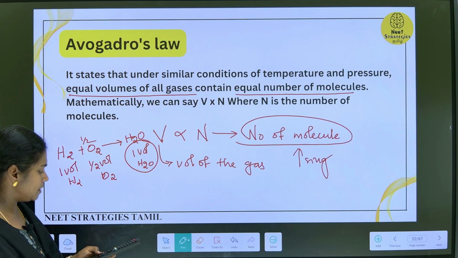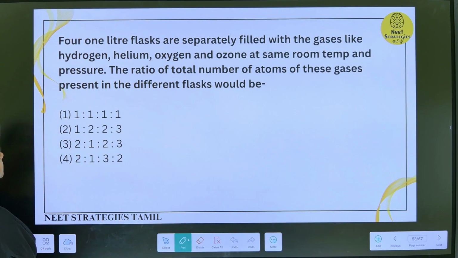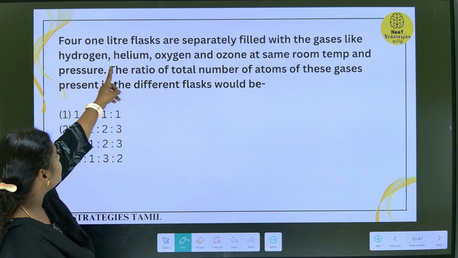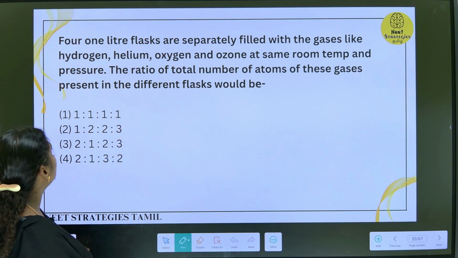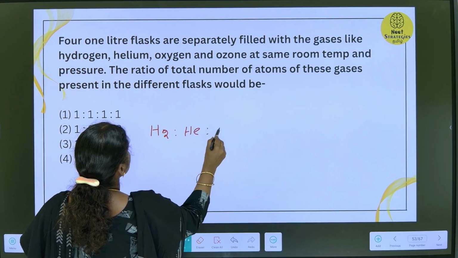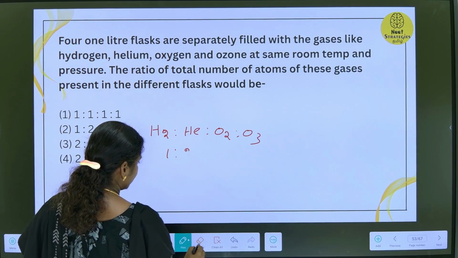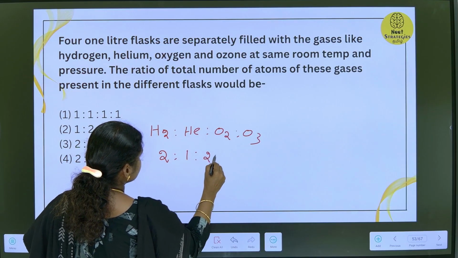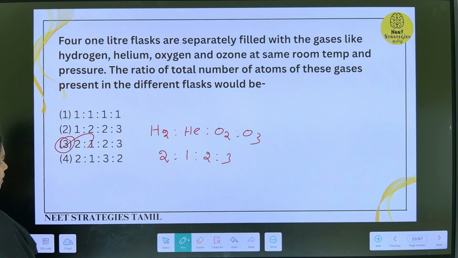These are related problems. So listen to me. This we already completed, right? A 1 liter flask filled with gases like hydrogen, helium, oxygen and ozone. The number of atoms per molecule: here it is 1, here it is 2, here it is 3. We have already completed this. Option 3 is the correct one, right? Next one.